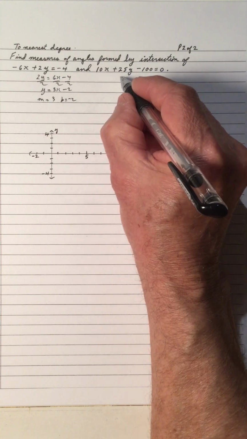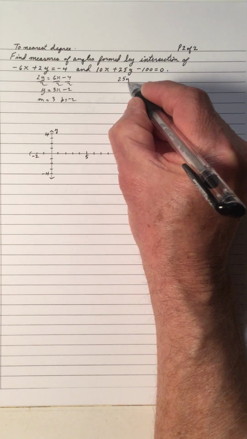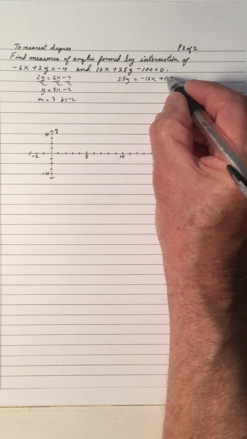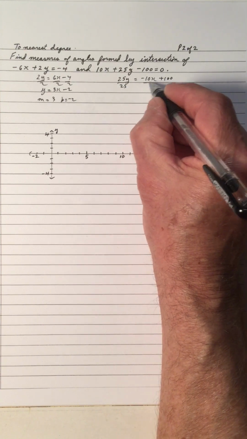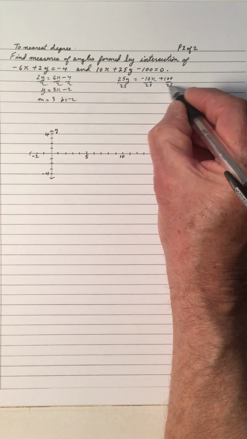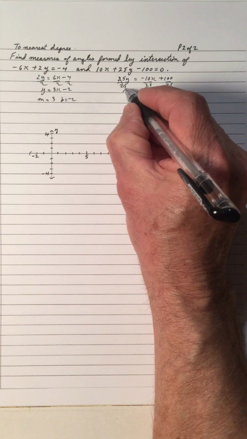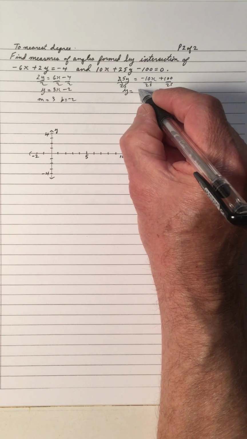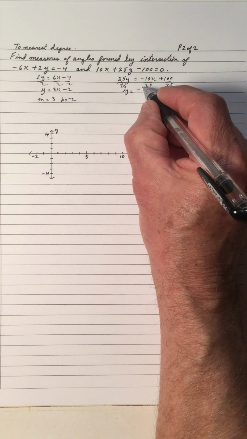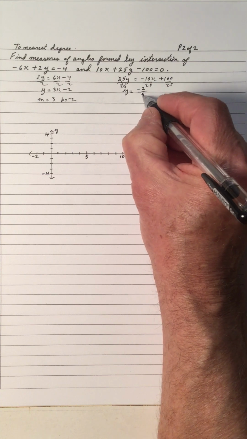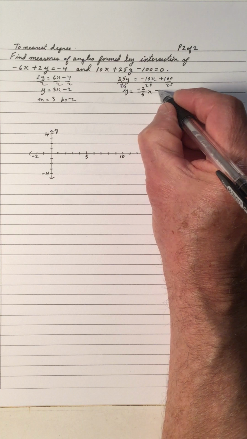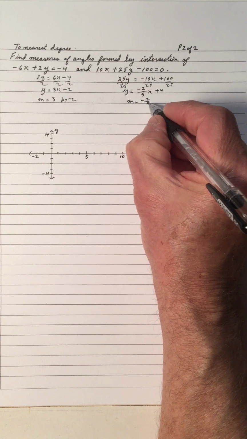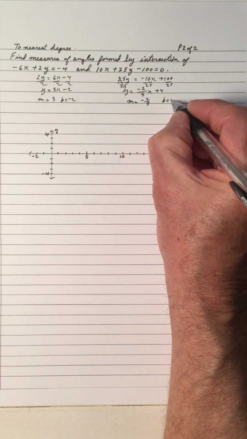And let's solve this equation for y. So 25y equals negative 10x plus 100. Divide by 25, and we get y equals negative 10 over 25, which is negative 2 over 5, and 100 over 25 is 4. So the slope of this line is negative 2/5, and the y-intercept is 4.